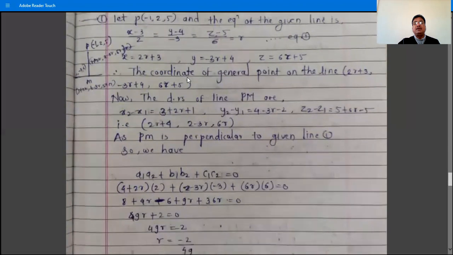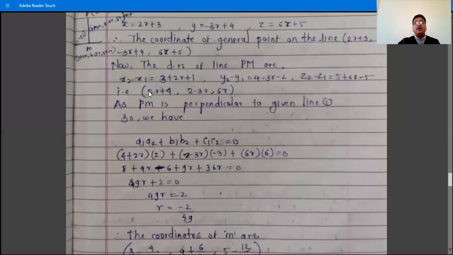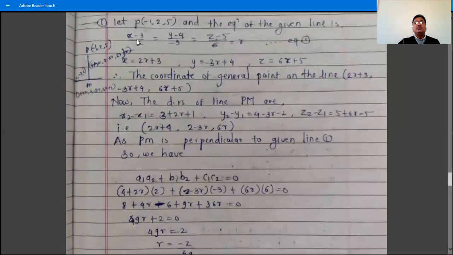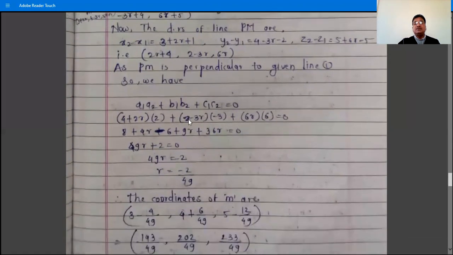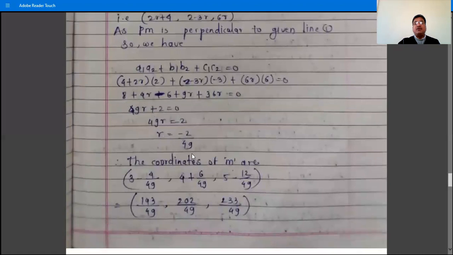Therefore we have (2R plus 4) into 2 plus (2 minus 3R) into minus 3 plus 6R into 6 is equal to 0. So after simplification we have R is equal to minus 2 by 49.